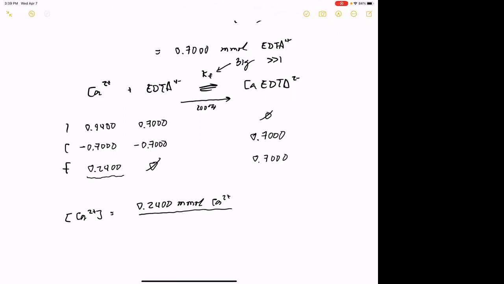Okay, so what I really have to calculate is a V total. So the V total is going to be the 25 mils of the calcium ion plus the 14 mils of the EDTA. So the 25 was the calcium and the 14 was the EDTA, right?